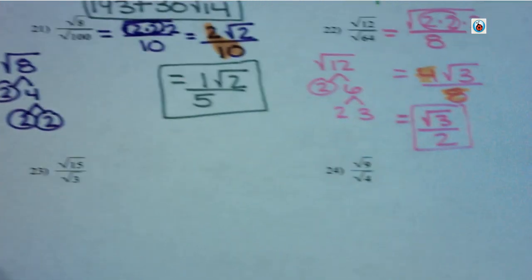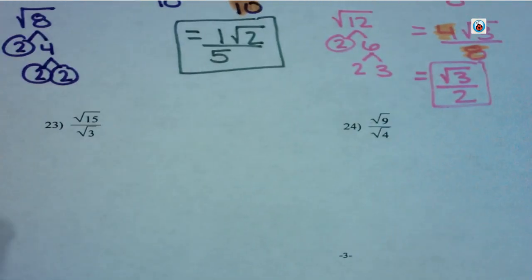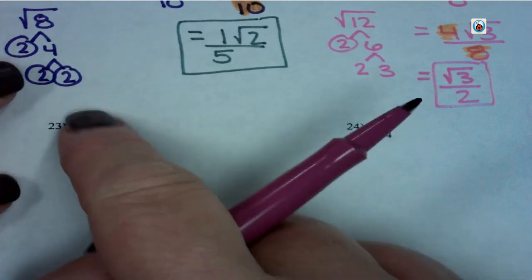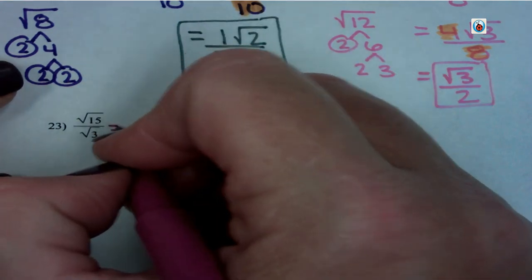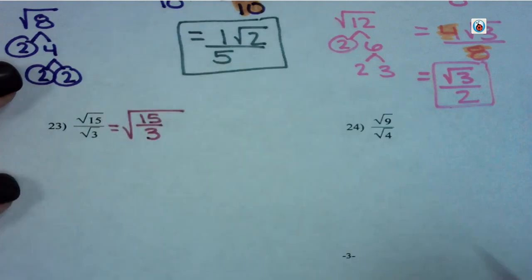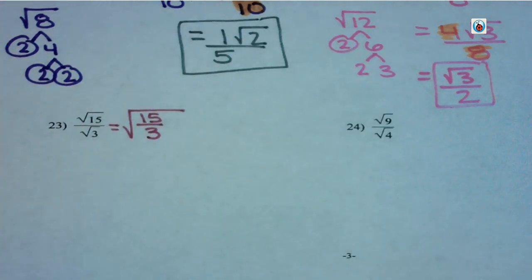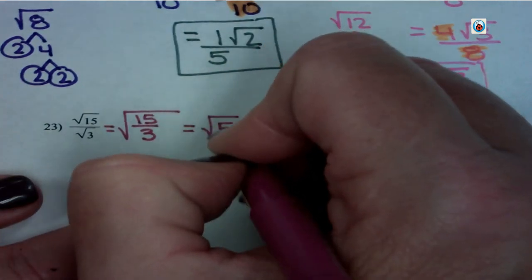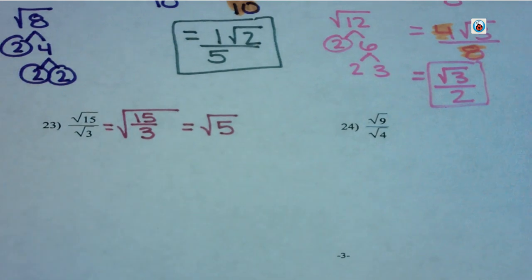Oh no, 23. Our denominator is not a perfect square. So what I'm going to do is rewrite this as one radical. So this becomes the radical of 15 divided by 3. Okay, well I can do that division. 15 divided by 3 is just 5. Oh, so my answer is just the square root of 5. Whew, I like that one.